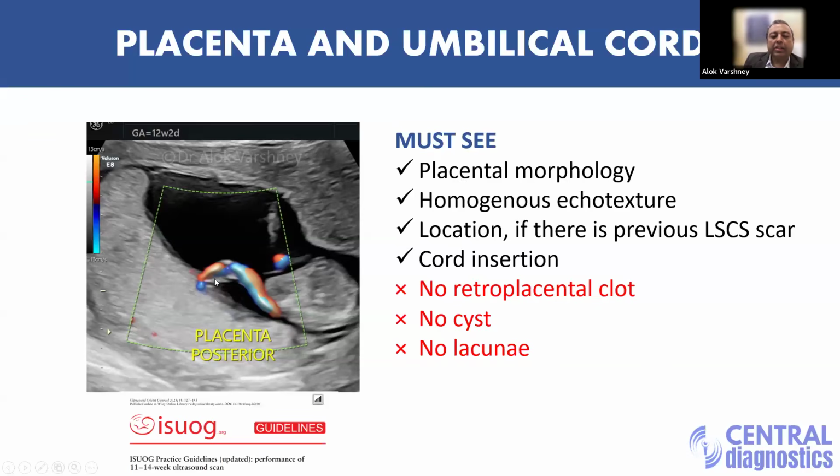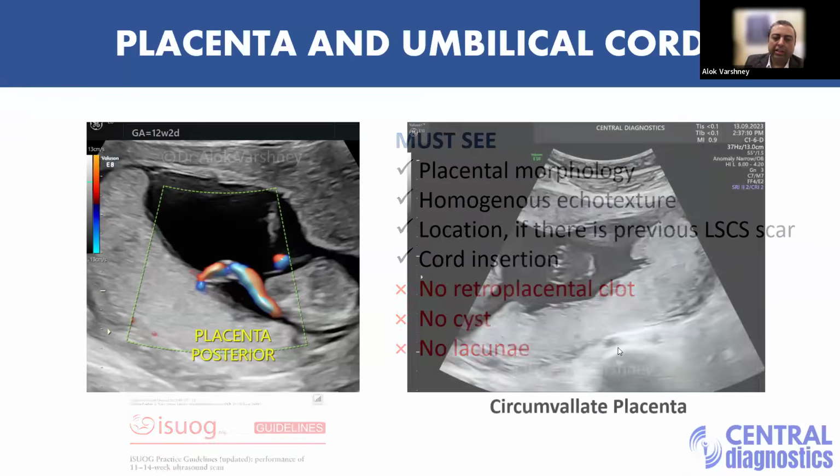Now, cord insertion should be assessed in the first trimester. It is easier to assess cord insertion into the placenta at the time of first trimester than later on. So just turn on the Doppler and trace the umbilical cord and see where it is inserting into the placenta. There should not be any retroplacental or subchorionic clot. There should not be any cyst or any lacunae.